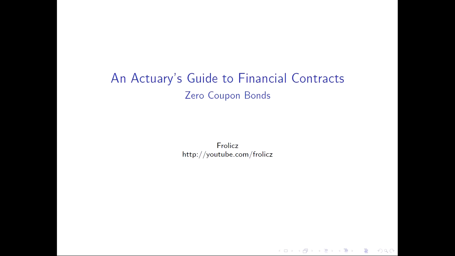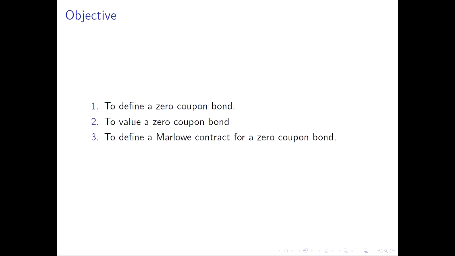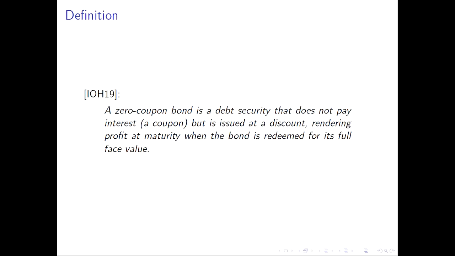Welcome. In today's lesson on financial contracts for actuaries, we're going to look at zero coupon bonds. Our objective in this lesson is to define a zero coupon bond, to value a zero coupon bond, and then to define a model contract for a zero coupon bond. So that's a contract that will be suitable to run on the blockchain.